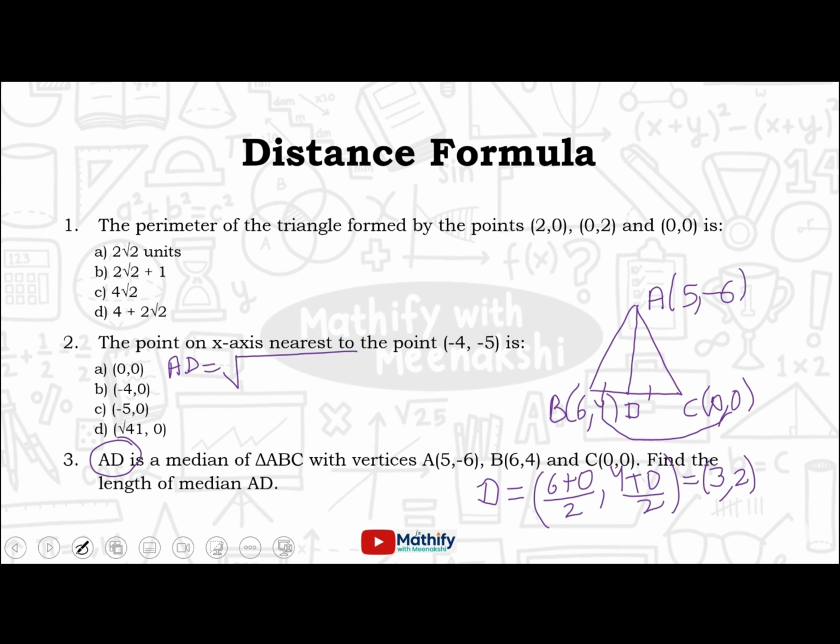You can write 5 minus 3 whole square. I'm writing the step for you this time. Plus minus 6 minus 2 square. This gives you, what is 5 minus 3 square? That's 2 square, 4. Plus, what is minus 6 minus 2? Minus 8. Minus 8 square is 64. Always remember this thing: square of negative is positive only. Now what is 4 plus 64? It's root 68. So the answer is root 68 units. Okay, let's move to the next question.